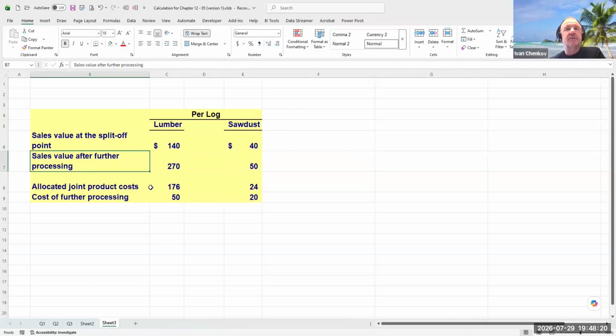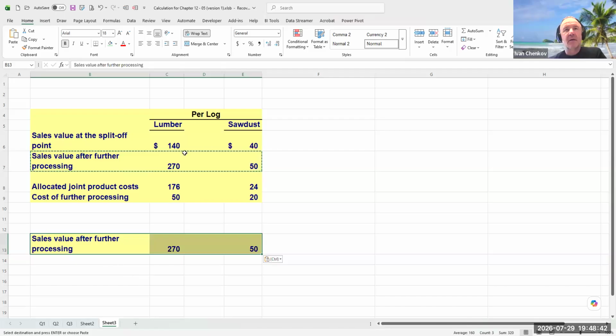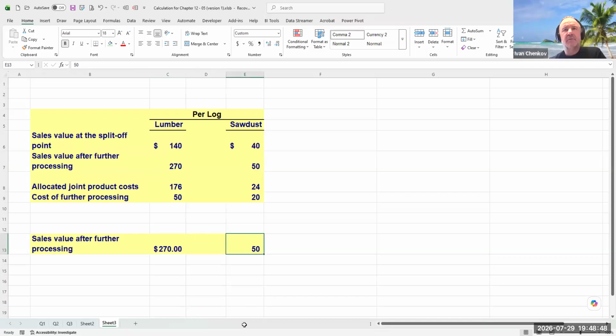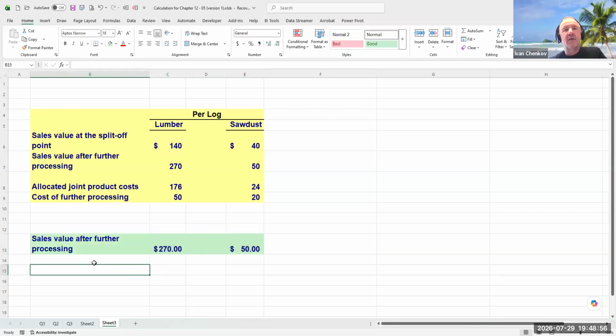Yeah, we have the information available. What we have to do now is to see which one is relevant, which one is not relevant. Sales going forward: what we're going to see is what we're currently selling and what we're going to sell going forward. Since I'm looking forward, I need the sales value going forward. For the lumber, I'm going to make $270. For the sawdust, I'm going to take $50. Then the next question is, okay, this is if I go for it. How much is the incremental revenue?